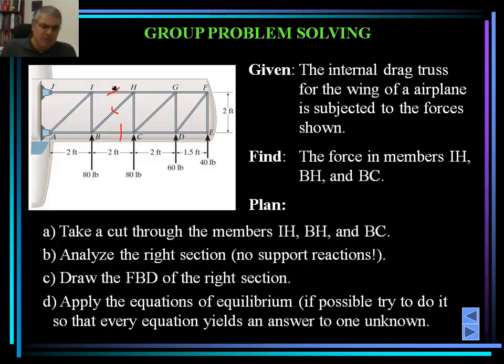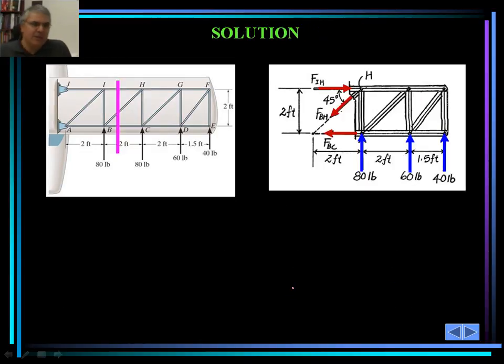So we would take a cut through these members. The cut could be really any type of cut, and it is going to look something like that. Then we would analyze the right section, not the support reactions, because that would save us calculating the reactions of the supports. Then we don't need to worry about those. And then we would draw the free body diagram of the right section, apply the equations of equilibrium, and then try to solve for the unknowns.